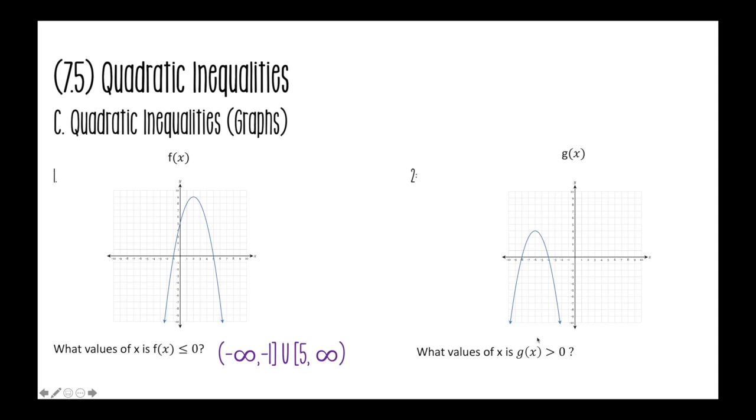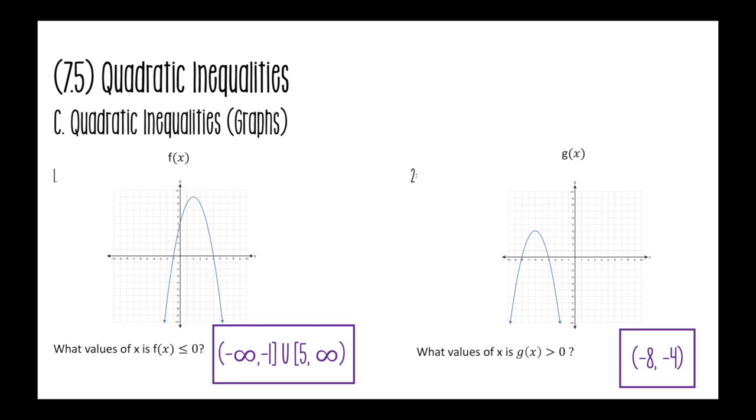Now on number 2, the question's a little different. This says, when are they greater than 0? So greater than 0 meaning above the x-axis and not including the x-axis. So that's going to start at -8, but -8 is not going to be included. It's going to go all the way up to -4, which again will not be included. So that would be my answer on number 2, -8, -4, both of them being parentheses because again, they're not included.